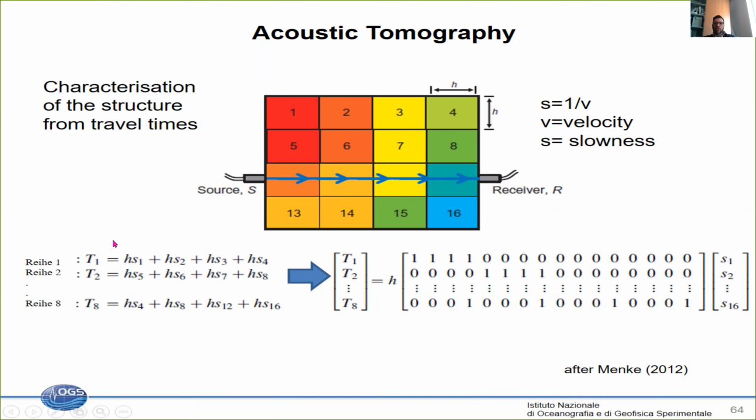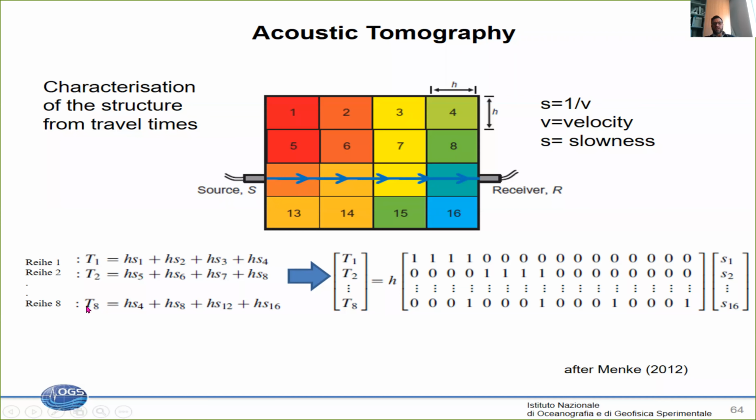So at the end, what I get is simply a system of linear equations. And I can rewrite this in the form of vectors and matrices. So I will have a vector of data, which are my travel times, and a matrix which is describing the link between the travel time of each ray and the slowness in each block, but it's a matrix with 1 in the position of the blocks that are sampled and zeros in the blocks that are not sampled.